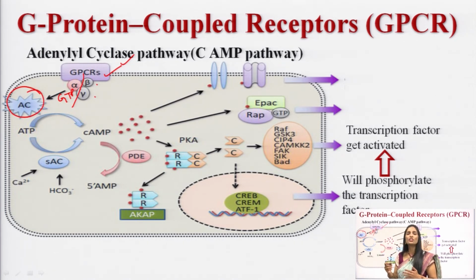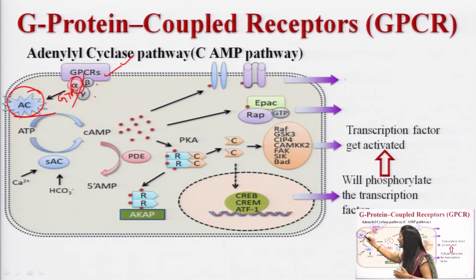Adenyl cyclase is an enzyme which is present on the membrane of the receptor, and once the alpha subunit has been activated, when GDP has been replaced with GTP, then this activated G protein will activate the adenyl cyclase enzyme. And what is the main function of the adenyl cyclase enzyme? The adenyl cyclase enzyme will convert ATP to cyclic AMP, right.